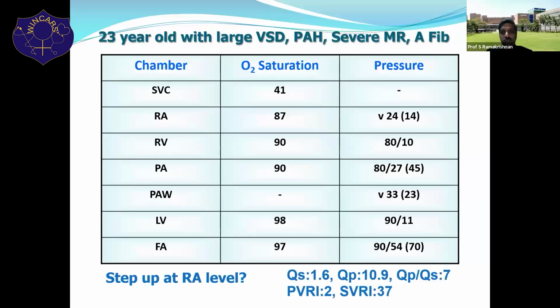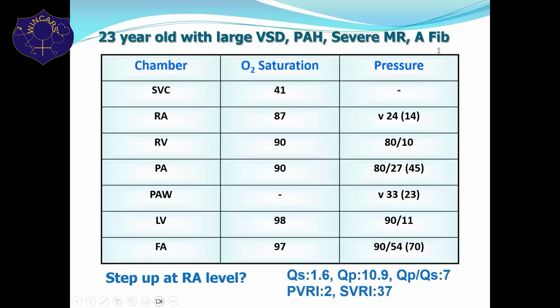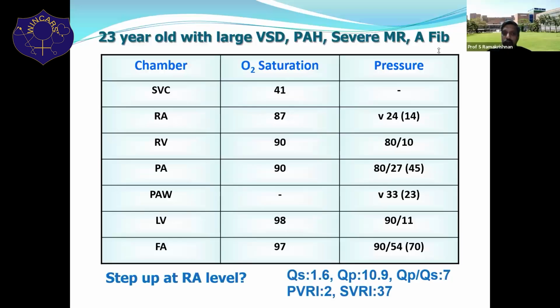It's a 23-year-old with VSD, PH, and severe MR in atrial fibrillation. So what is the most glaring thing in the oxygen saturation that you have? It has to be interactive, so all the audience please respond in the chat box so that we can have a lively discussion. Shreya has said step up in RA. The most important thing that you should note down is very good.